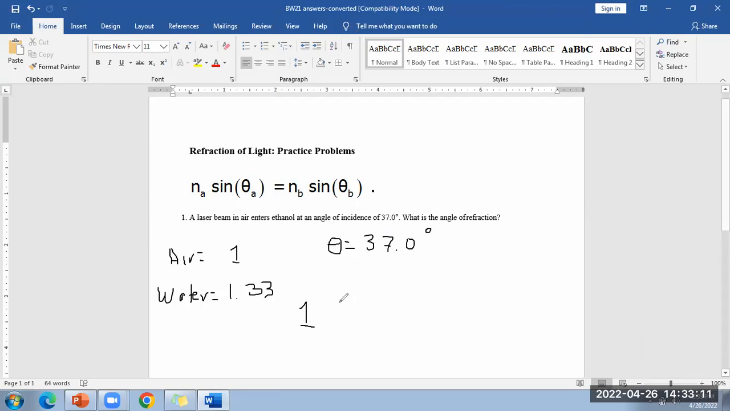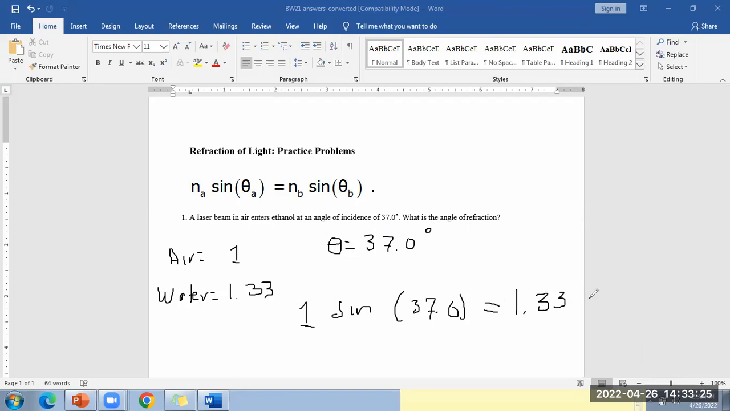Let's say sine 37.0, which is equivalent to 1.33 sine B. B is the missing one. So let's just apply it.